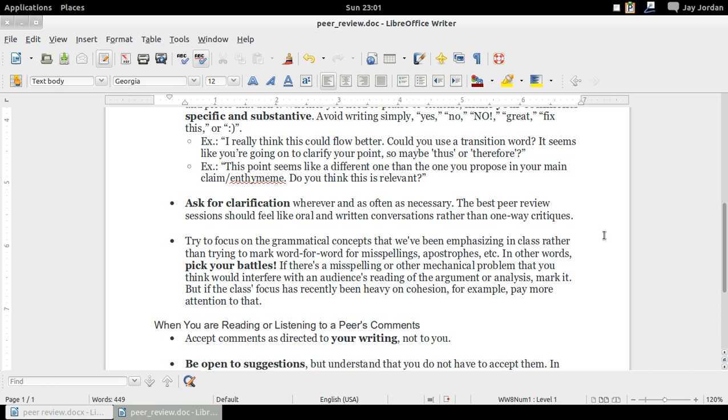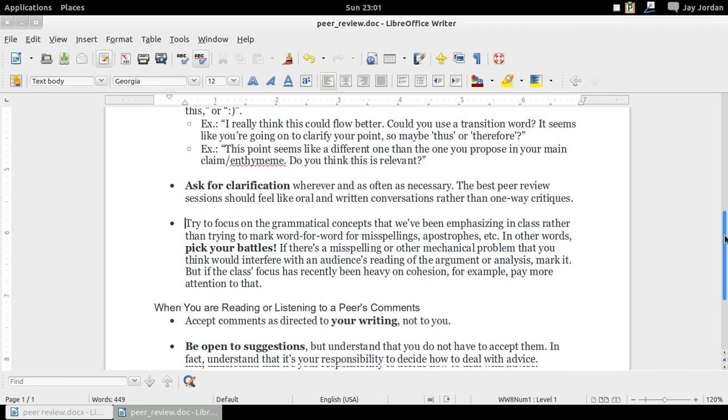So try to work from higher level concerns like, is there good cohesion from paragraph to paragraph? Is there a clear thesis that I can understand? Is there good evidence throughout the piece of writing? Try to focus on those considerations first, and then later on, if you have another opportunity, then maybe spend some time focusing on grammar, but only do that after a while. It's not to say that you shouldn't ever focus on grammar, it's just that you need to prioritize it, okay?